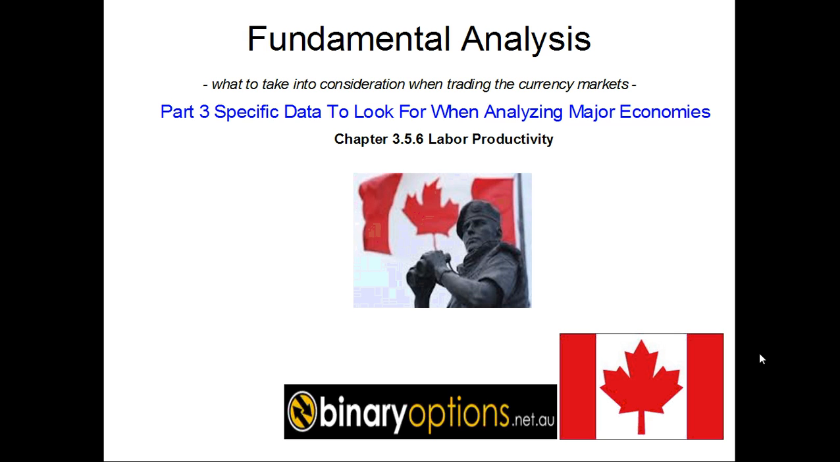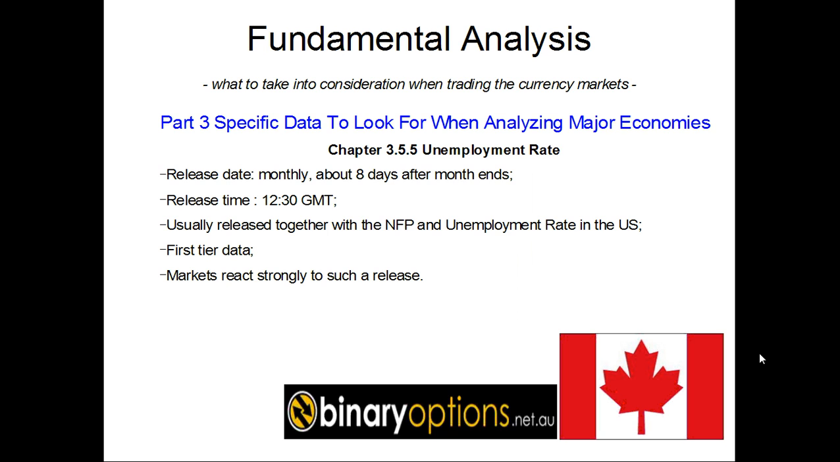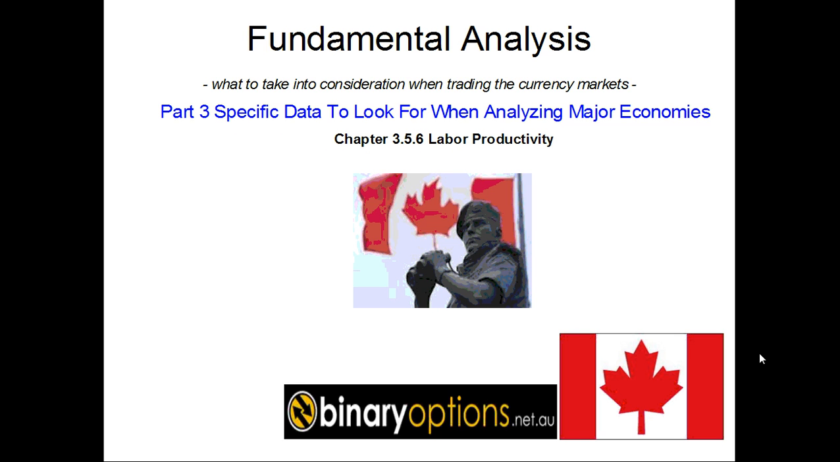So we'll keep that in mind for the next indicator, but until that, let's stick with what's important for the unemployment rate. The release date is monthly, about 8 days after month ends. Release time is 12:30 GMT, usually released together with the NFP and the unemployment rate in the United States. It is first tier data, and markets react strongly to such a release. Stay tuned please now for our next indicator, and the indicator is being represented by labor productivity out of Canada.